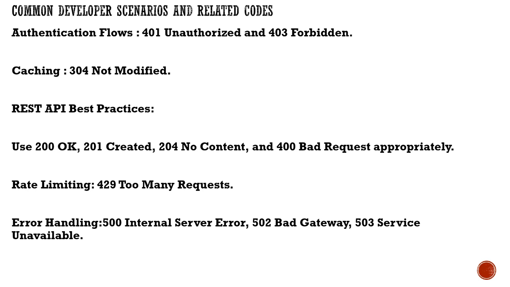So, rate limiting. As I mentioned, when too many requests are coming to a particular server, you can restrict it with that 429. Error handling, as I mentioned, is a server-side thing. So 500 is basically internal server error. 502 we already discussed, right? So these are all the status codes which we already discussed.